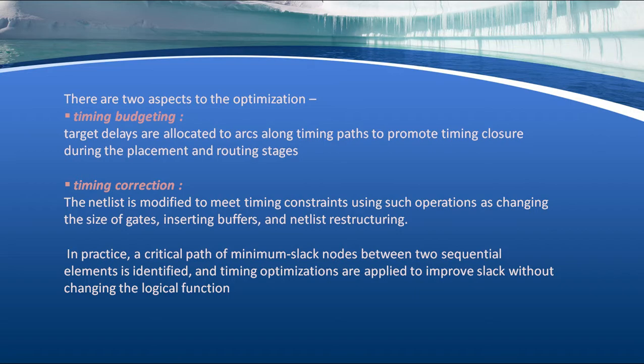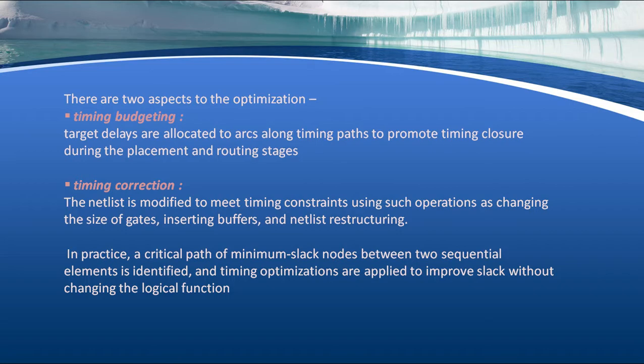There are two aspects to the optimization: one is timing budgeting and the second is timing correction. First, timing budgeting: target delays are allocated to arcs along timing paths to promote timing closure during placement and routing. See, all the arcs have been denoted by budgets. We will discuss this again. Budgets mean that this much timing closure has to be completed in this much time. Then timing correction: the netlist is modified to meet timing constraints using operations such as changing the size of gates, inserting buffers and netlist restructuring.